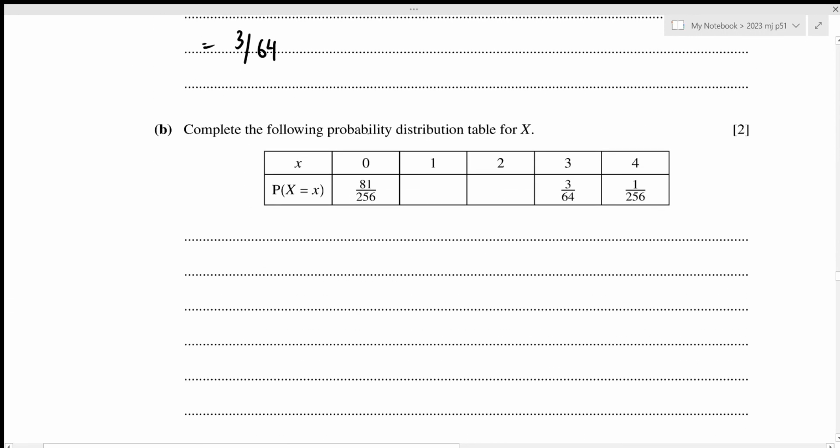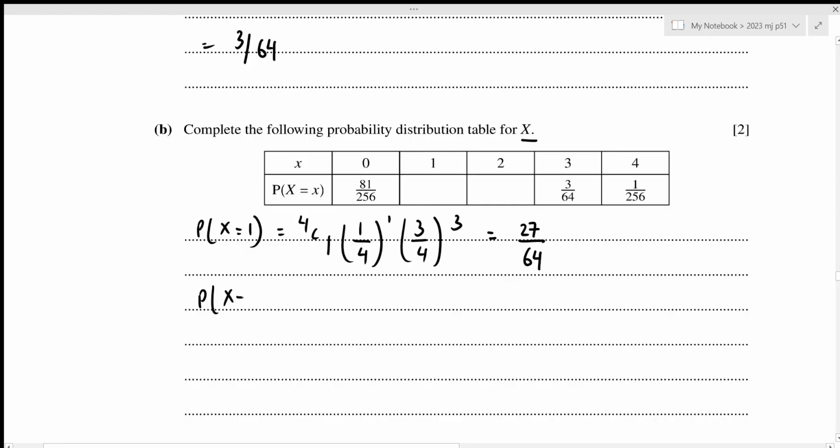Now for the second part, we need to complete the following probability distribution table for x. Okay, we need to calculate the probability of x equals 1. Again, we follow the same formula, 4C1 multiplied by 1 by 4 to the power 1, 3 by 4 to the power 3, which is 4 minus 1. This results in the value of 27 by 64. Then for the probability of x equals 2, that will be 4C2 multiplied by 1 by 4 squared multiplied by 3 by 4 squared, which results in 27 by 128.